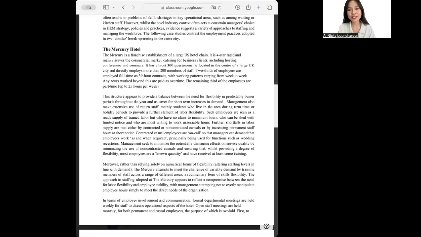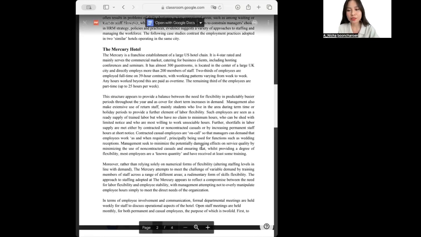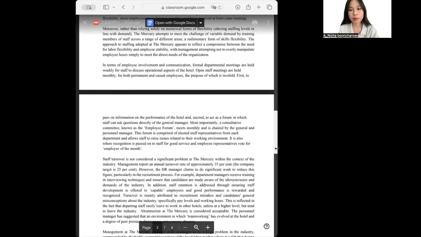The Mercury Hotel has a lot of types of employees, part-time and full-time, but they also have other types like return staff and casual employees, which are contracted casual and non-contracted casual. And over here, I'm so sorry, but I hope you guys can pause and read about how each type of employee is designed to work in different types of occasions.